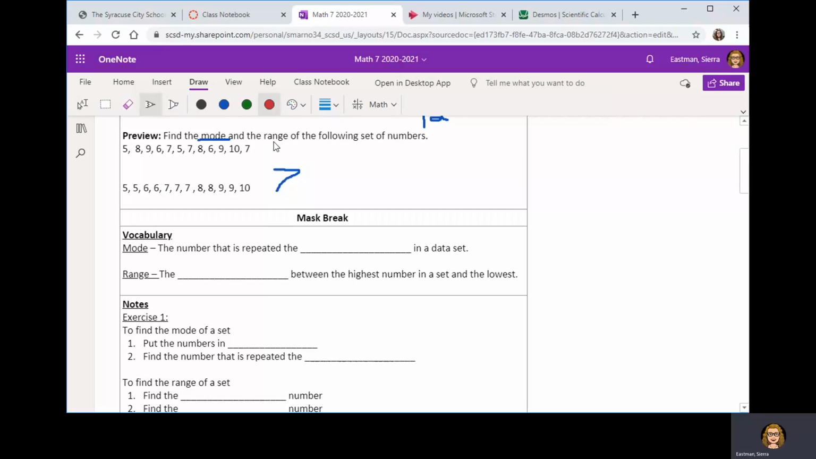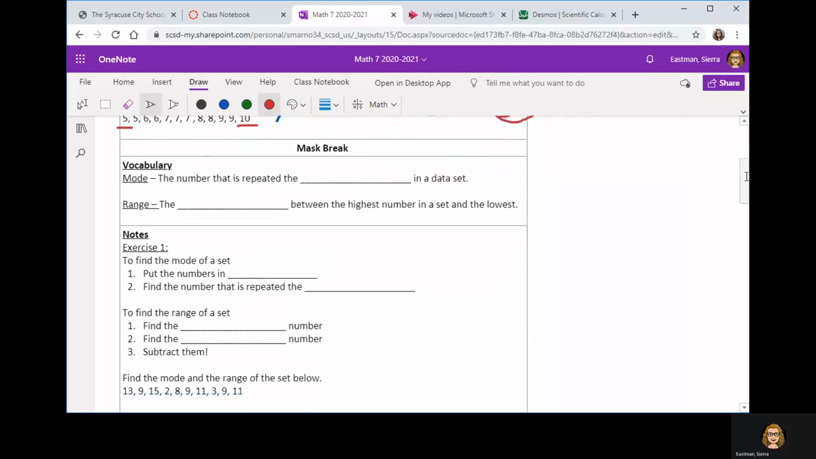And then the range, I'm going to do this one in red. Range is the biggest number minus the smallest number. So again, if you have them in order, that'll be easier to see so you don't make any mistakes. We have the biggest number minus the smallest number. And so our range should be 5 for this example. 10 minus 5 equals another 5.